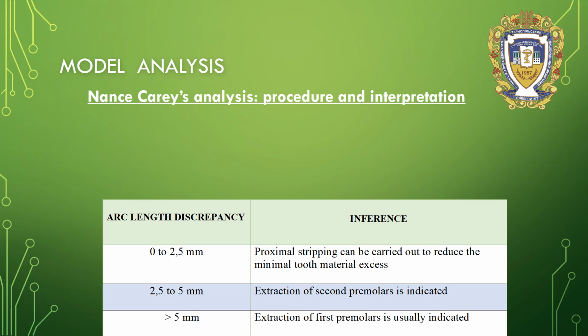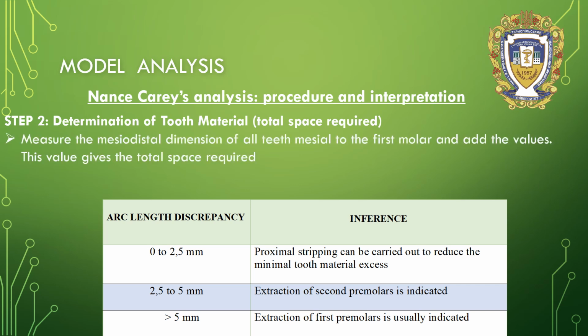Interpretation of Nance analysis. We need to perform the second step, determination of tooth material, or total space required. Measure the mesiodistal dimension of all teeth mesial to the first molar, and add the values. This value gives the total space required. And the third step, determination of discrepancy.